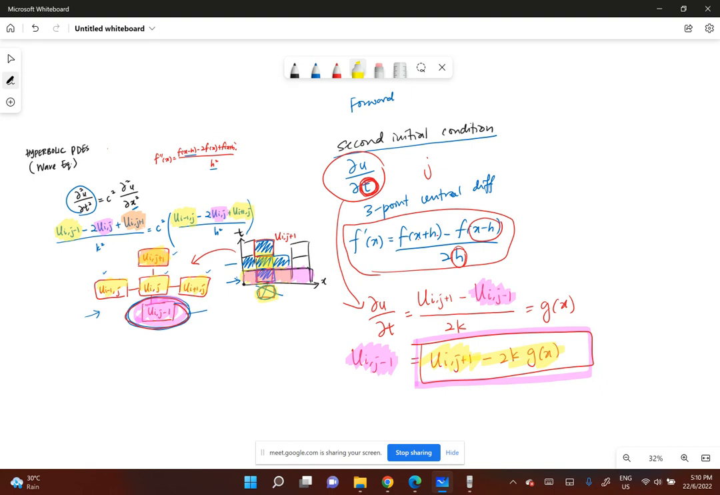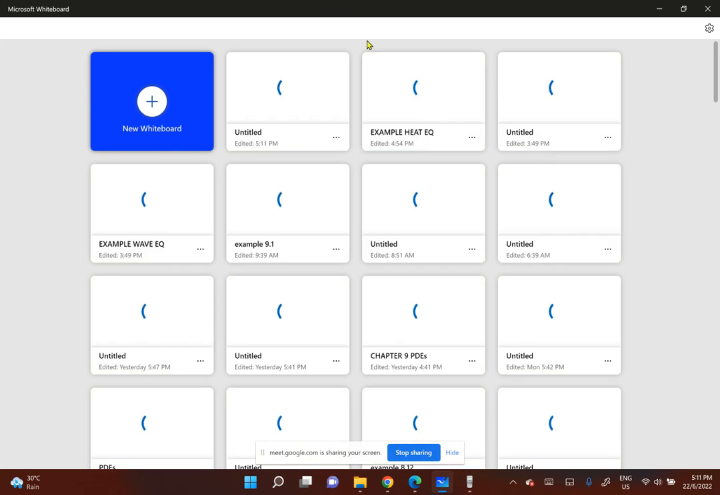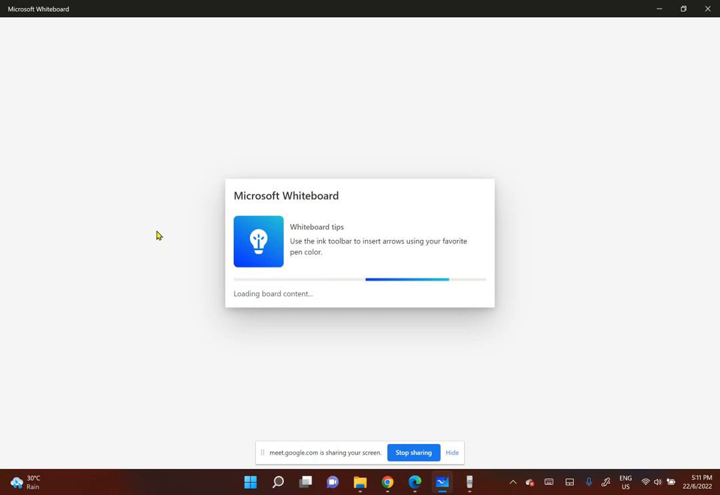Maybe we try an exercise. You try an example, then you will understand. Okay? We go to the example for the wave equation, to see how to solve this one.